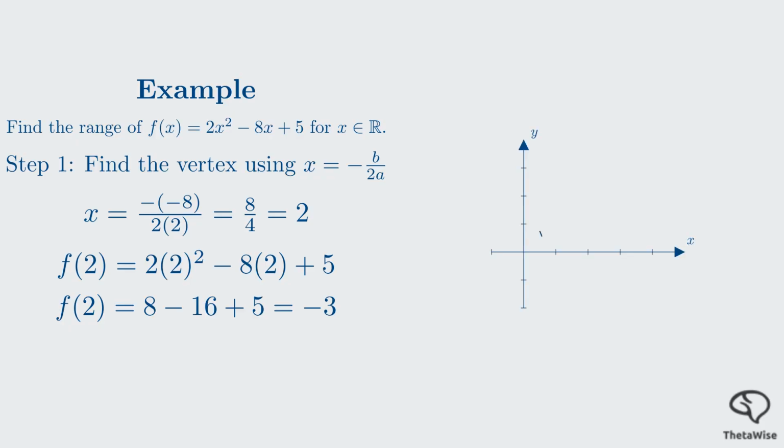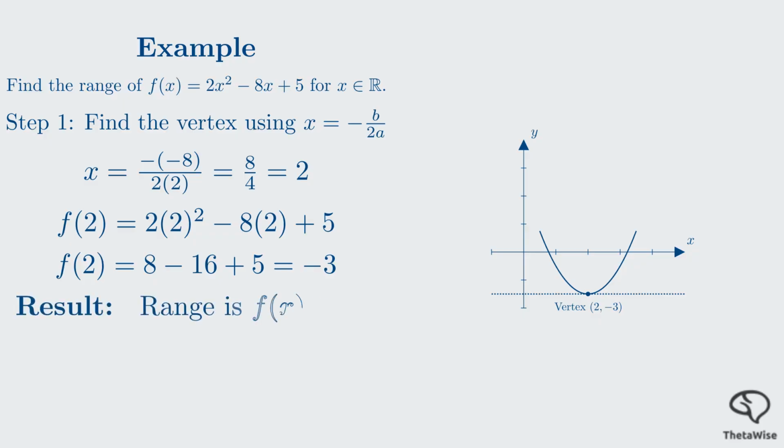Now, look at the coefficient of x². Since a equals 2, which is positive, the parabola opens upwards. This means −3 is our minimum value. Therefore, the function can take any value from −3 upwards. We write the range as f(x) ≥ −3.